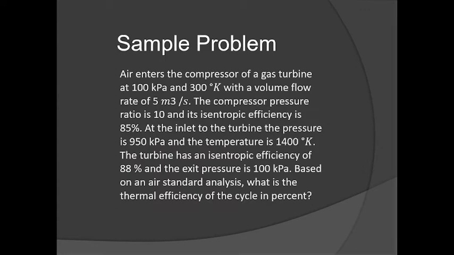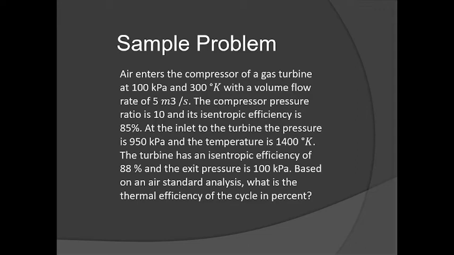So next sample problem. Air enters the compressor of a gas turbine at 100 kPa and 300 degrees Kelvin with a volume flow rate of 5 cubic meters per second. The pressure ratio is 10, and its isentropic efficiency is 85%. At the inlet to the turbine, the pressure is 950 kPa, and the temperature is 1400 Kelvin. The turbine has an isentropic efficiency of 88%, and the exit pressure is 100 kPa. Based on an air standard analysis, what is the thermal efficiency of the cycle in percent?